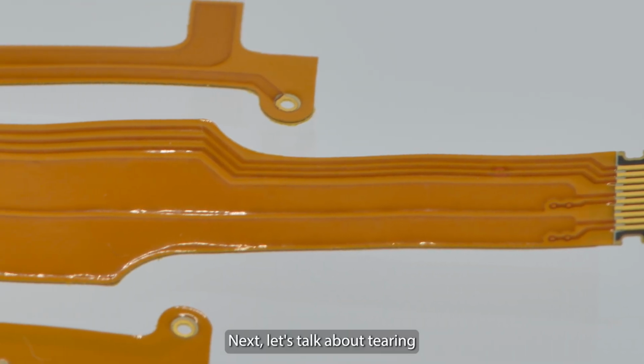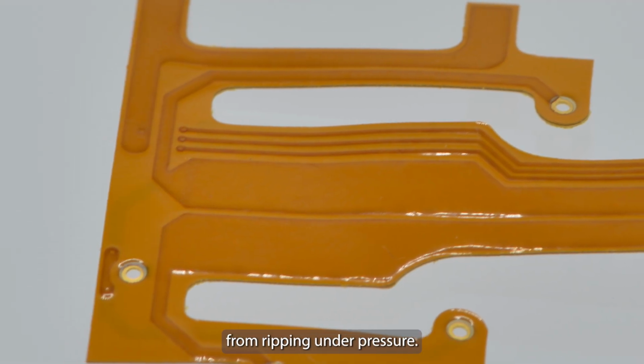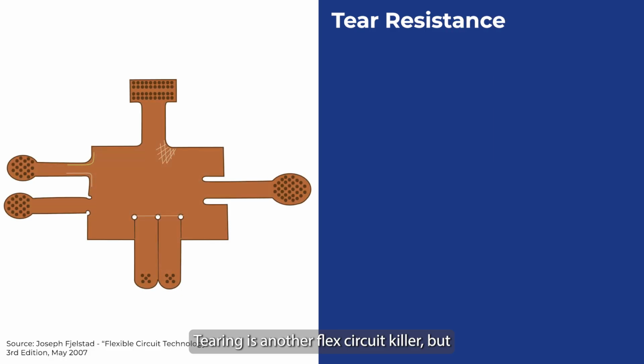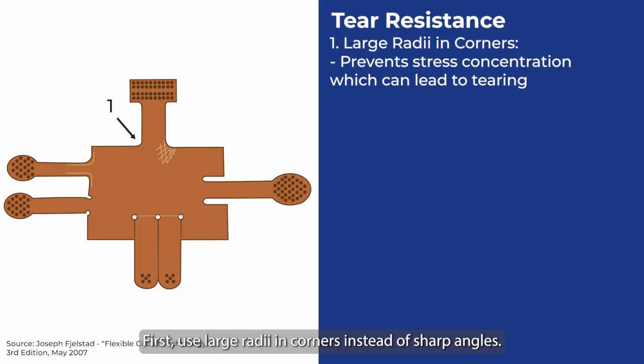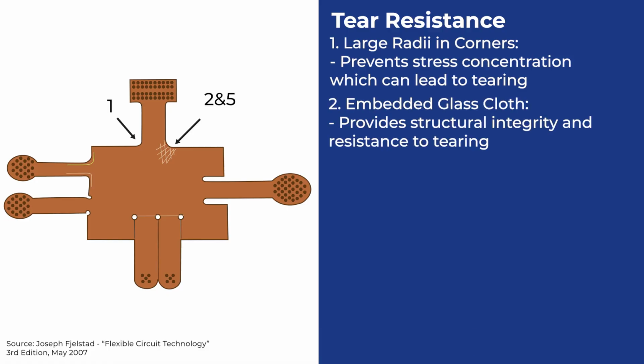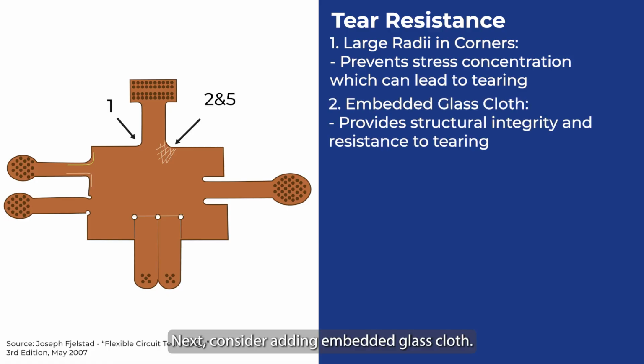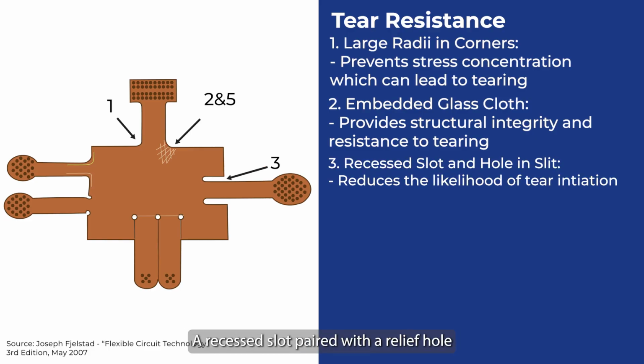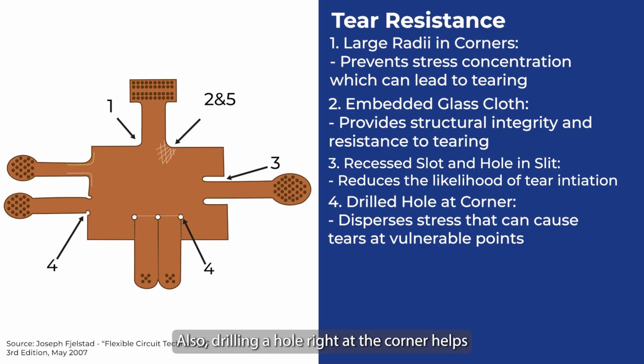Next, let's talk about tearing and how to keep your flex circuits from ripping under pressure. Boosting tear resistance. Tearing is another flex circuit killer, but a few smart design moves can make a huge difference. First, use large radii in corners instead of sharp angles. This helps spread out stress and keeps cracks from forming. Next, consider adding embedded glass cloth. It acts like internal armor, improving the overall structural integrity. A recessed slot paired with a relief hole can reduce the chance of a tear starting in slits or cutouts. Also, drilling a hole right at the corner helps disperse stress. This small detail goes a long way.